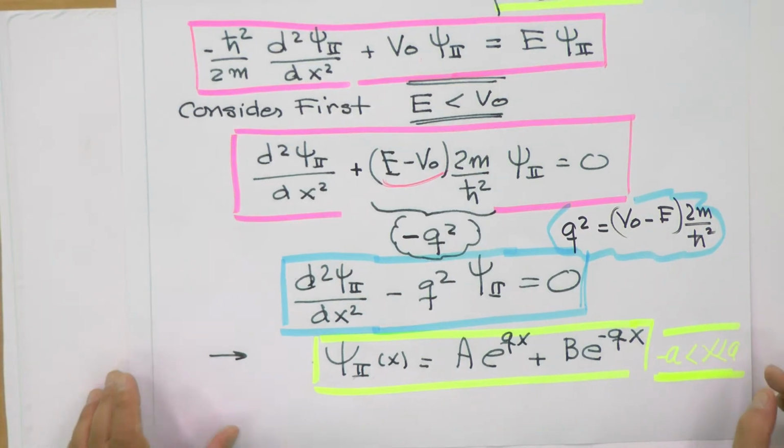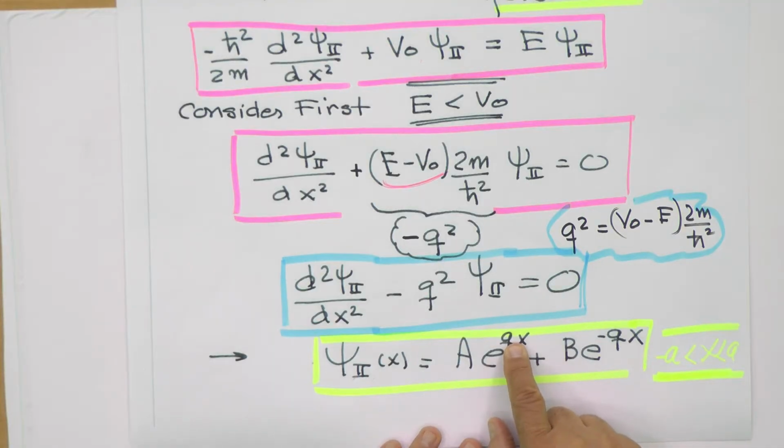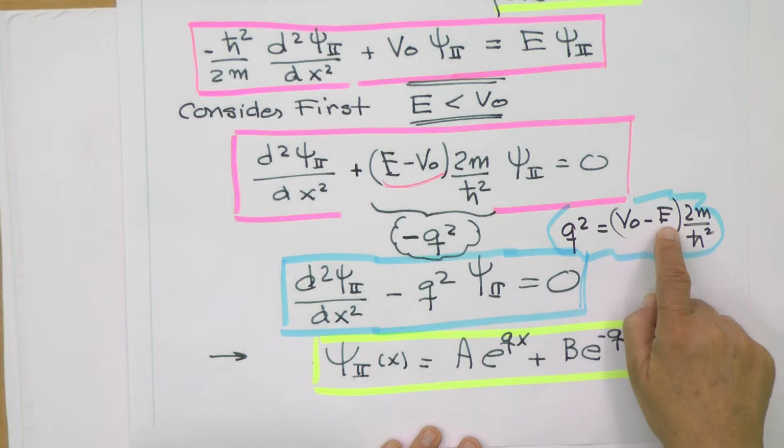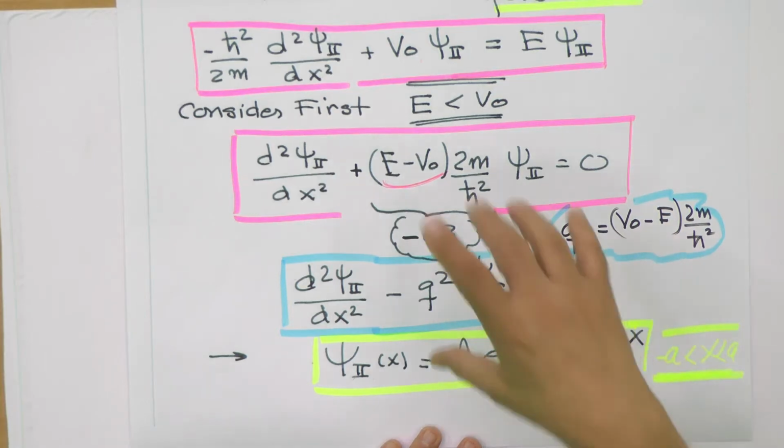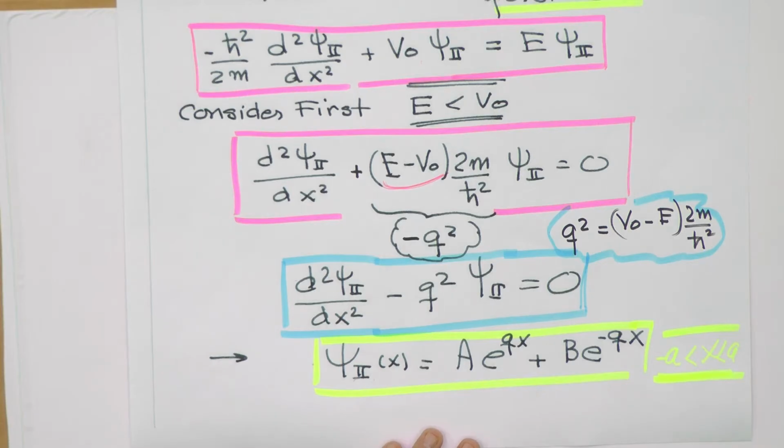But we know that in Q there is the V0, the barrier, and the energy. This is the difference between the two, which will be an important quantity. And the wave function is actually a sum of a positive exponential and a negative exponential.